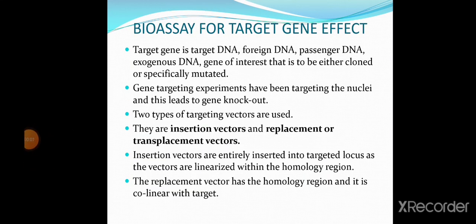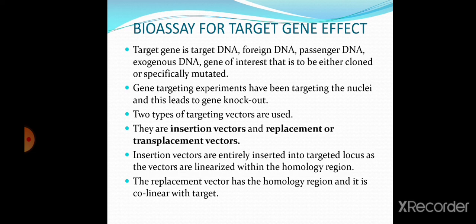Bioassay for target gene effect. What is bioassay? Analysis of the biological activity of a substance. Target gene: a target gene may be target DNA, foreign DNA, passenger DNA, exogenous DNA, gene of interest or insert DNA, that is to be either cloned or specifically mutated. Cloned means asexually produced. Specifically mutated means a sudden change, specifically made.